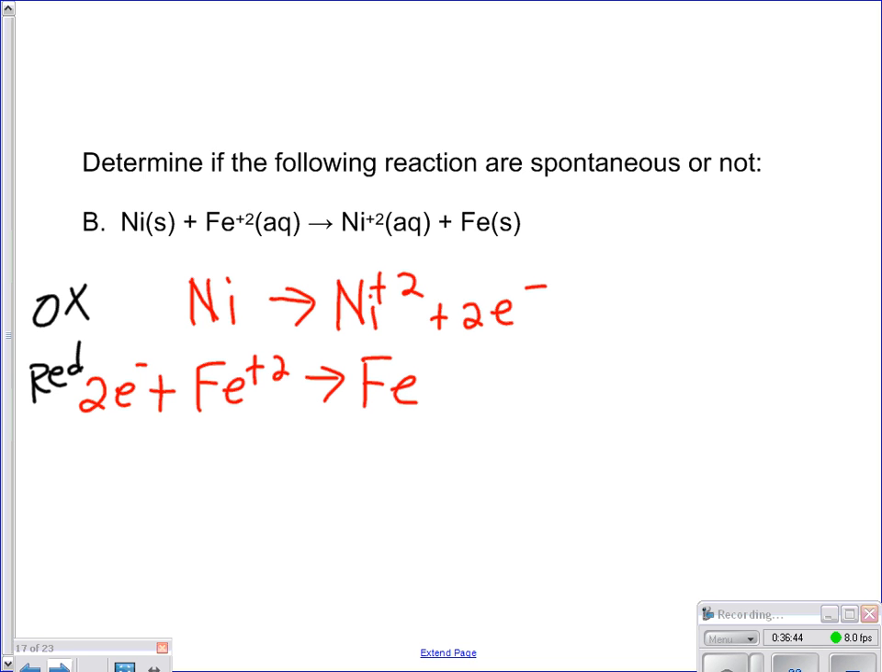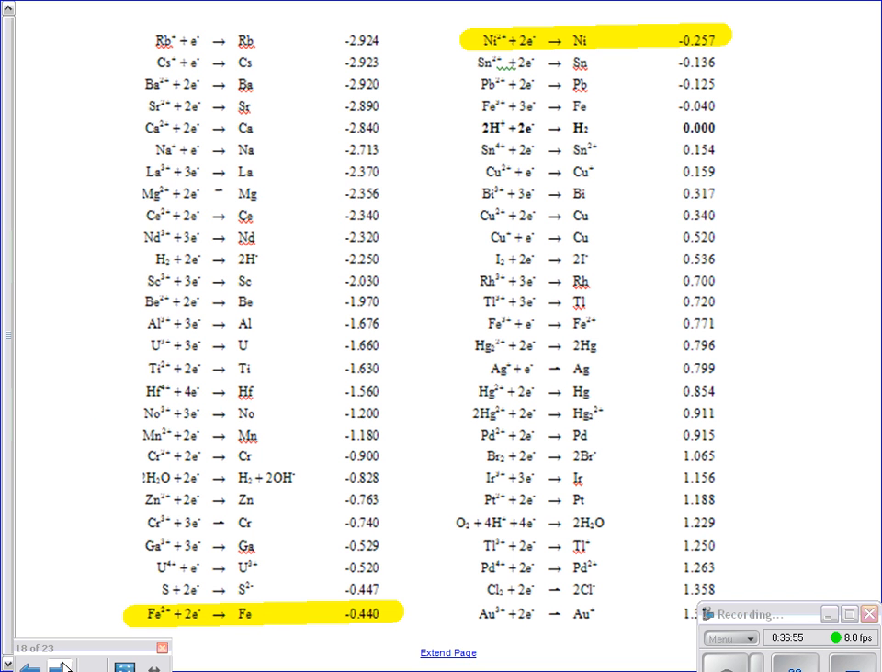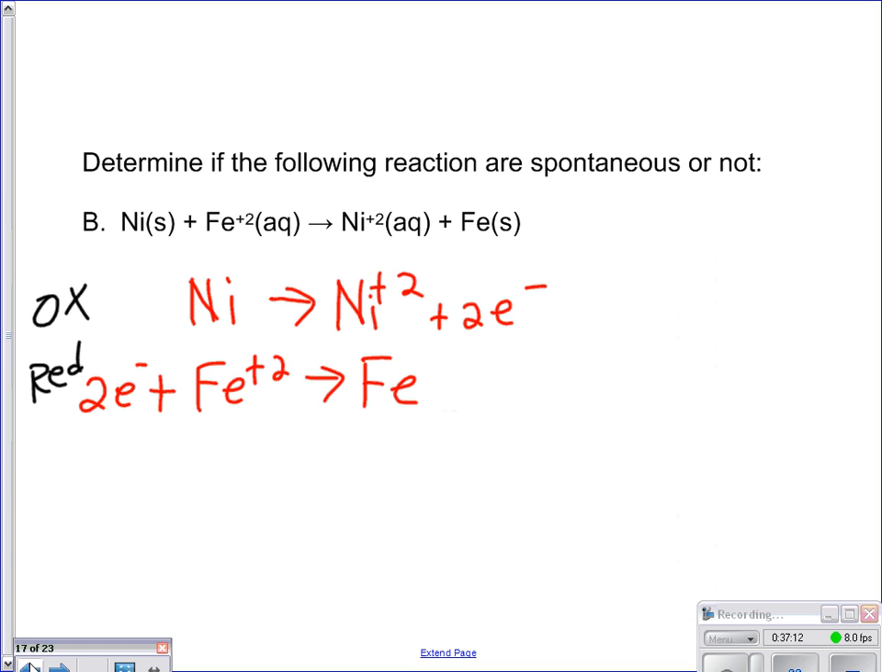So now when we look this up, and be careful because some of these, like your iron, for example, has a whole bunch of different oxidation numbers on there. So you spend some time looking for this guy, and it ends up being right down here. And I'm looking at my iron first because that's the reduction half. So I see that iron is right here. That's that +2 going to its element. So it's negative 0.440.